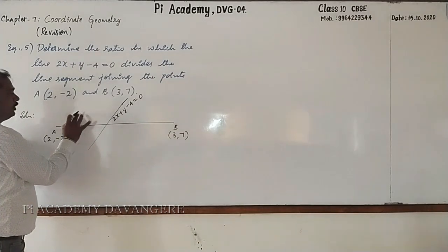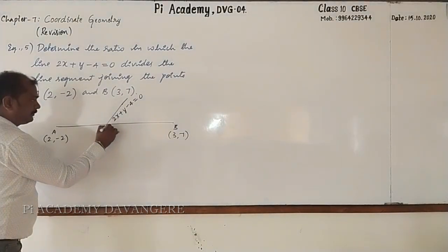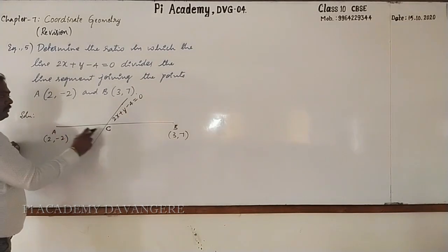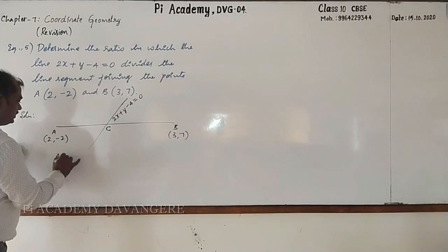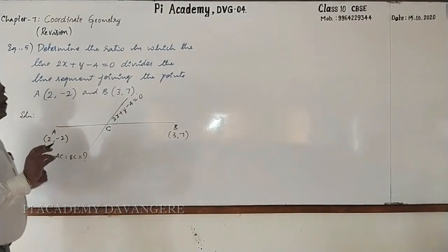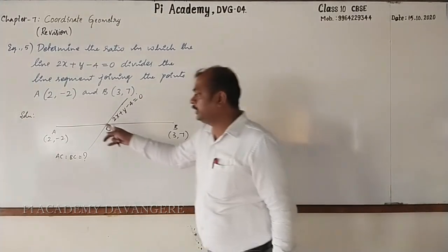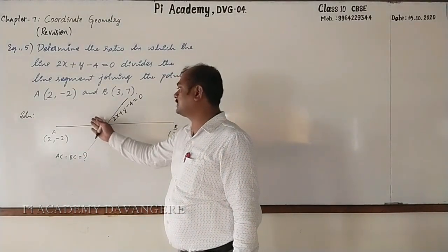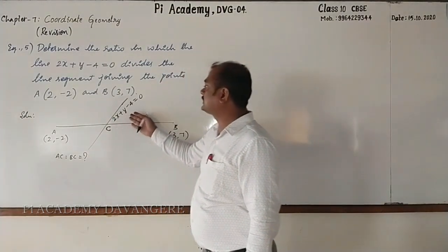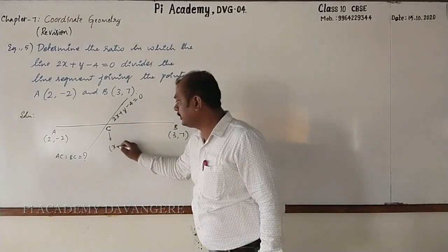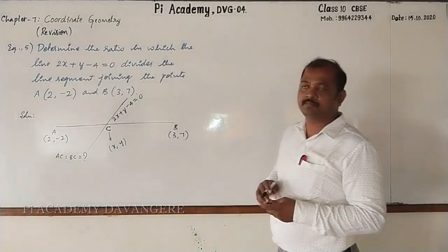Then you are going to find out the ratio, that is, this line will intersect AB at point C. You are going to find out AC : BC = ?. How do you find out? Very simple. We do not know the ratio, so you can assume that ratio as k : 1. Then find out x and y, the coordinates of C, and substitute that in the equation.